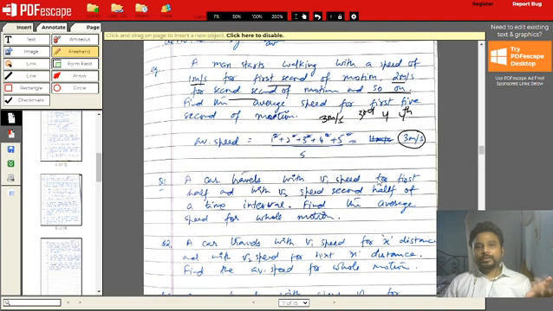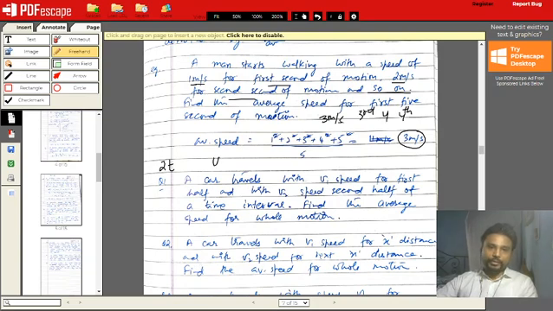Moving on. A car travels with speed v1 for the first half and with speed v2 for the second half of a time interval. Find the average speed for the whole motion. This is a pretty standard question when we're studying average speed. So for the first half, the speed is v1. Let's say the total time of motion is 2t.